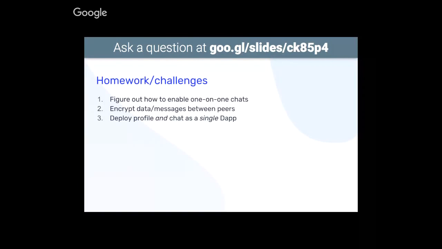Okay, so a couple of homework challenges for this session. You could figure out how to enable one-on-one chats. You could figure out how to enable persistence of chats, maybe how to encrypt messages between peers, or deploy the profile and chat as a single DApp. Either way, play around with it, have fun. Our last session is next Tuesday, where we'll tie things up a little bit. We'll talk about different IPFS config options and a couple of other projects in the decentralized web space.